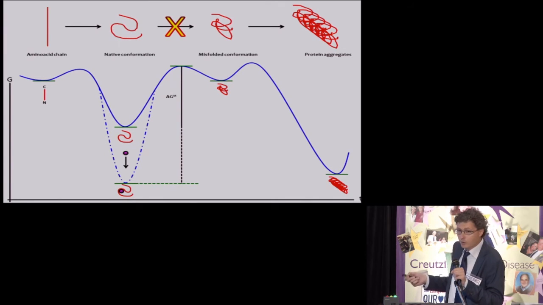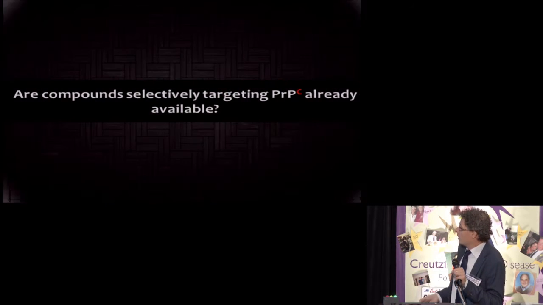If we are able to attach a small molecule that is strong enough to interact with PrPC, then thermodynamics tells us that we're going to lower the thermodynamic state of the substrate, in this case PrPC, and increase the energy barrier. So this favors the entire process.